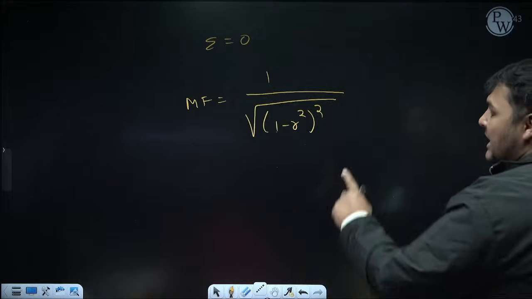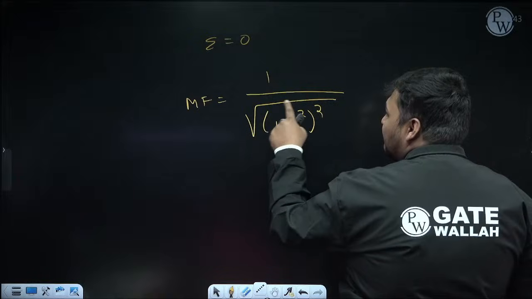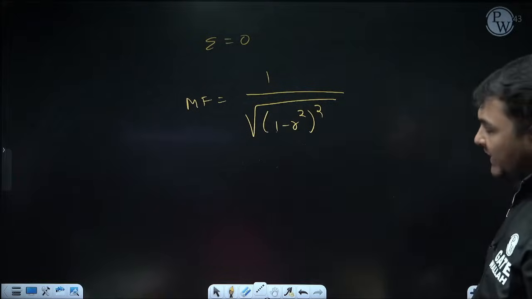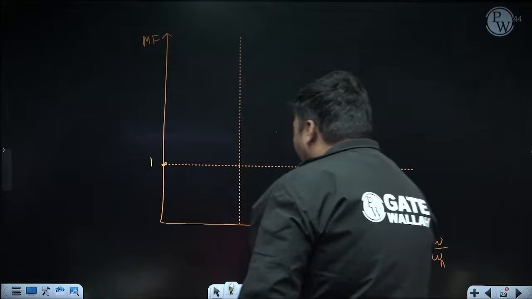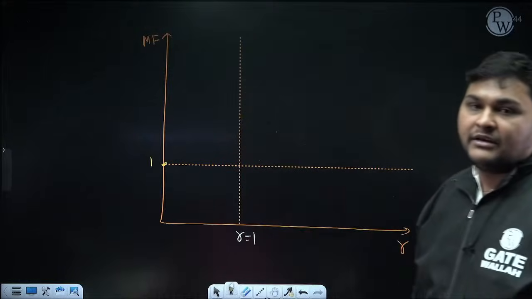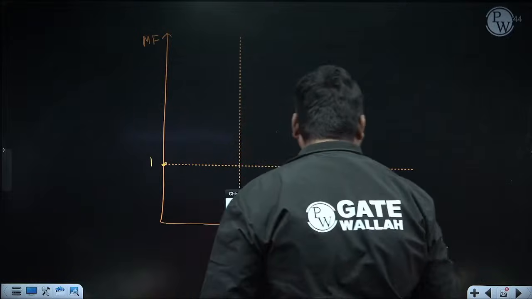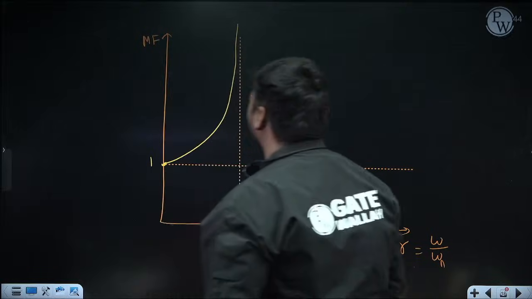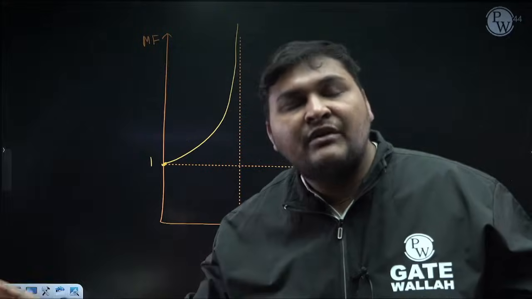The reason: if you put R equal to 1, the denominator becomes 0, and 1 by 0 is infinite. So at R equal to 0, MF is definitely 1, and at R equal to 1, MF is infinite. From R equal to 0 to R equal to 1, MF will increase, and at R equal to 1 it will be infinite. That is not desirable, because infinite means the system will collapse.